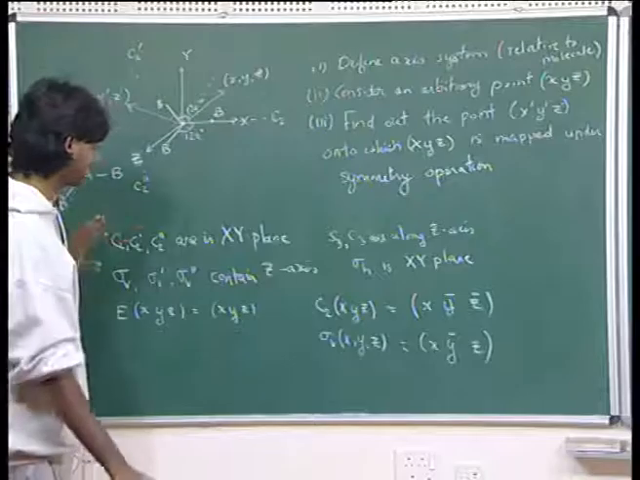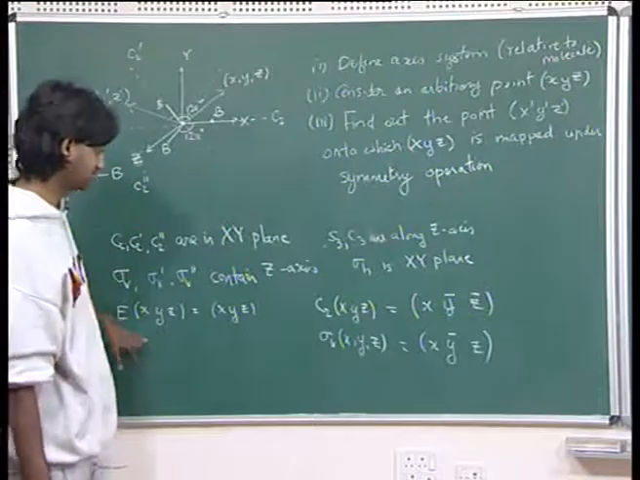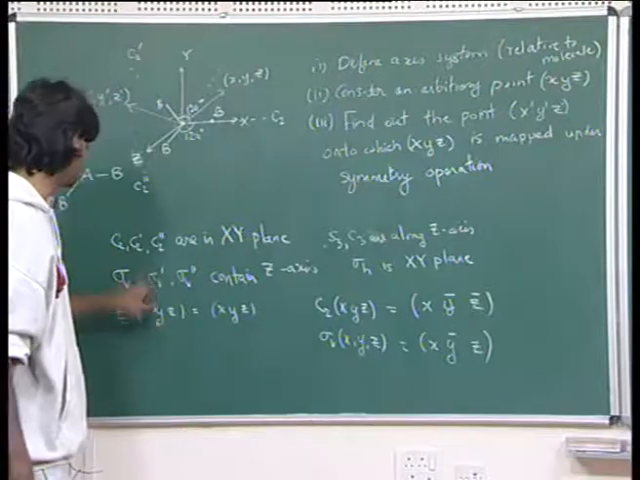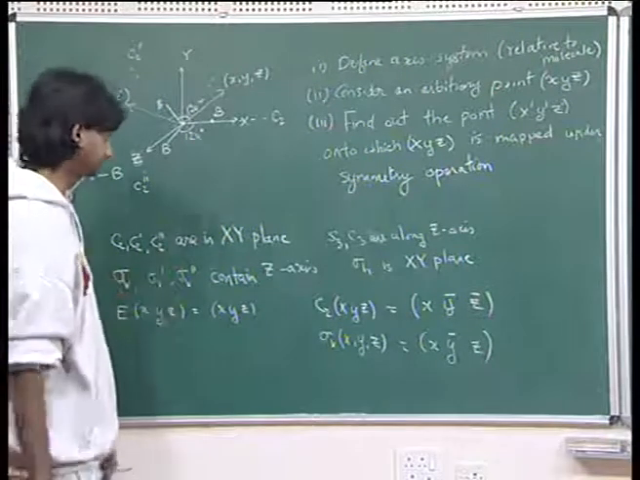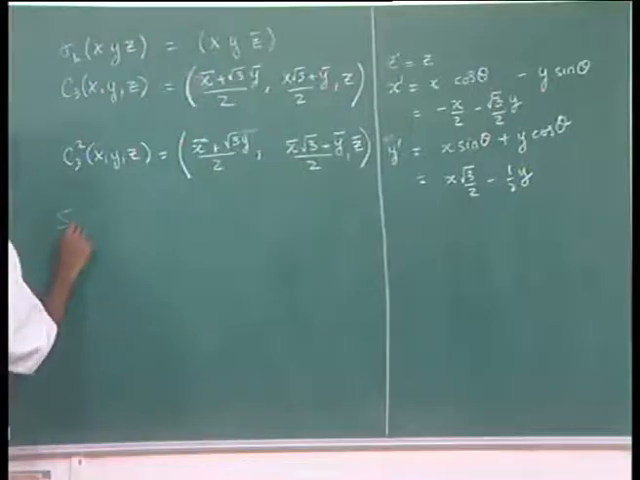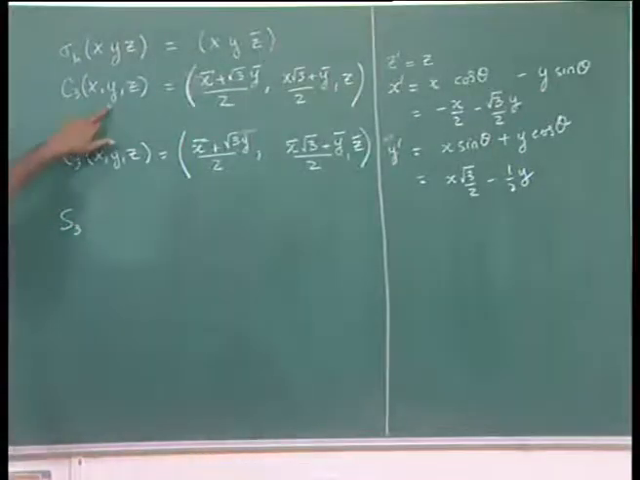Okay, so we finished about half the operations, 1, 2, 3, 4, 5, 6. The remaining 6 correspond to sigma v prime and so on. Okay, what about S3? S3 is just C3 followed by sigma h.